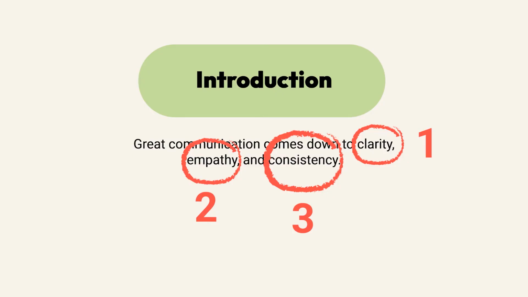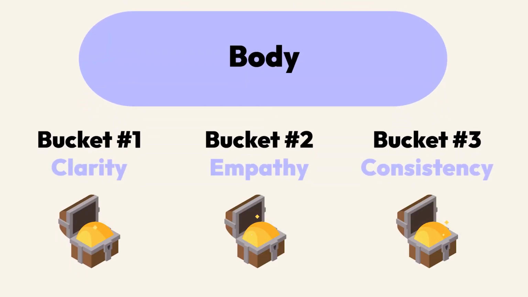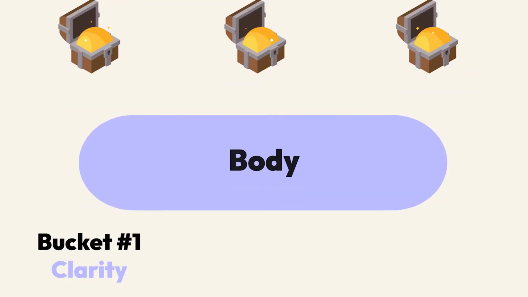Now that we've outlined these buckets to our listener in the introduction, we're gonna take them and put them into our body. And this is how our body is gonna be structured. Bucket number 1, clarity. Bucket number 2, empathy. Bucket number 3, consistency. And within each bucket, we're gonna start by explaining what we mean with this idea first.